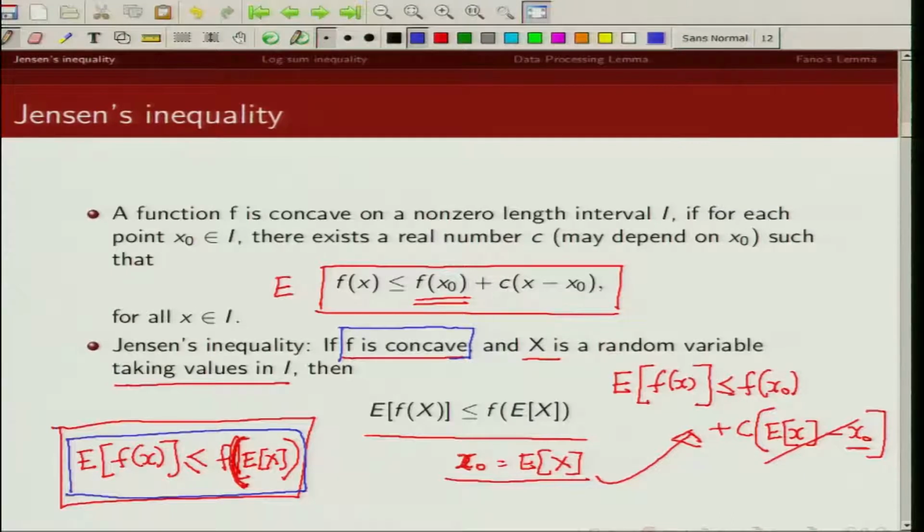Now similarly, if the function f is convex, we can show that the expected value of f of x will be greater than or equal to the function evaluated at the expected value of x. The proof is very similar to how we proved it, starting from this result. So this is our Jensen's inequality.